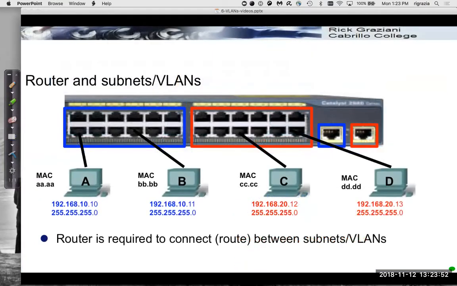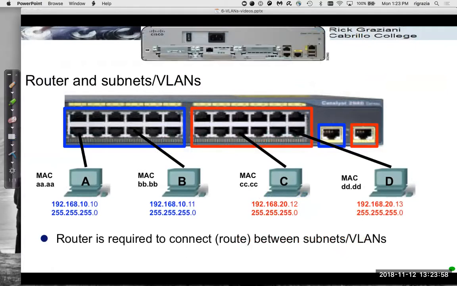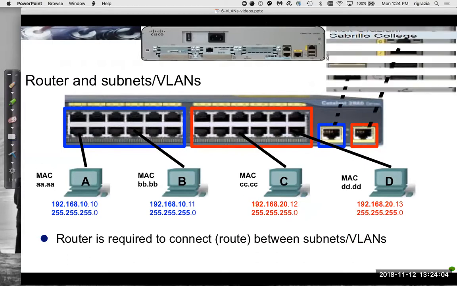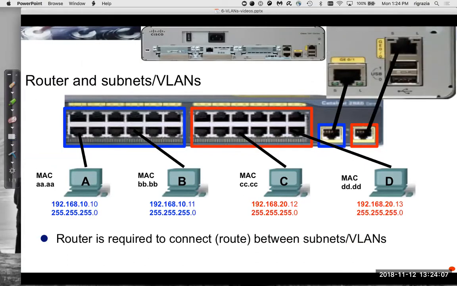Okay, so router and subnet. A router is required to route between the subnets or VLANs. So if we want A and C to be able to communicate with each other, guess what? We need to have a router involved. Before I go on, let me mention that having these two ports on the router, one for each VLAN, is a legacy way of doing it. We can do this with one port called a trunk port. We'll learn about that later, but for simplicity, we'll just keep it two separate ports for right now.